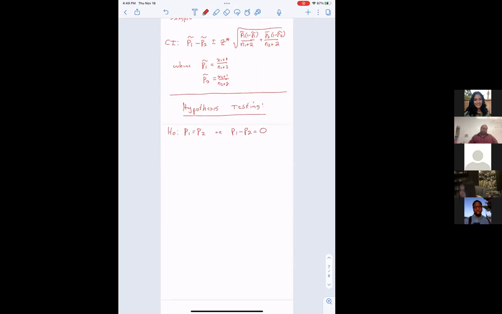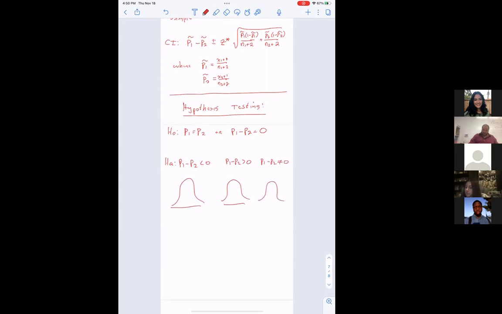Now, in general, beyond the level of this course, I might be interested if their difference is anything. Is P1 minus P2 equal to 0.3? But in this course, it's always going to be 0. The null hypothesis is claiming that P1 minus P2, the difference between the proportions, is 0. What are my 3 alternatives going to be? Less than, greater than, or not equal to. Good. Less than 0. Greater than 0. And not equal to 0.